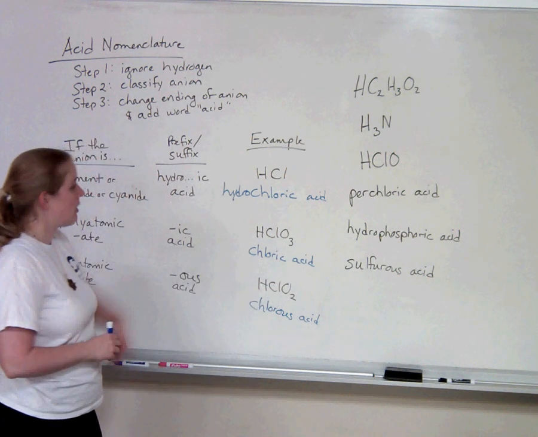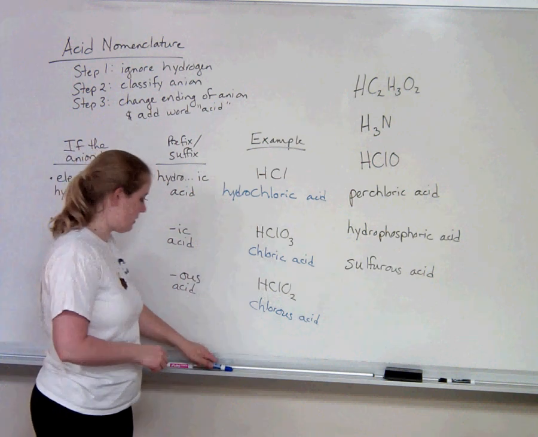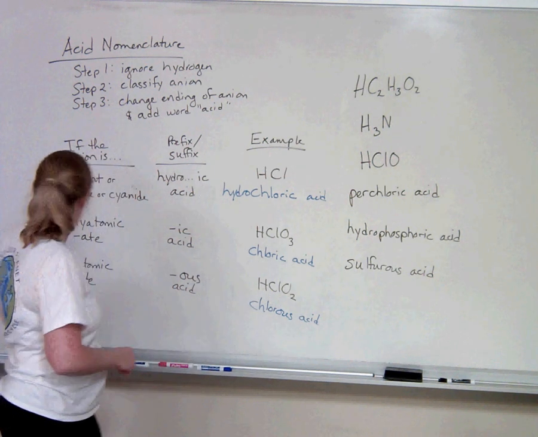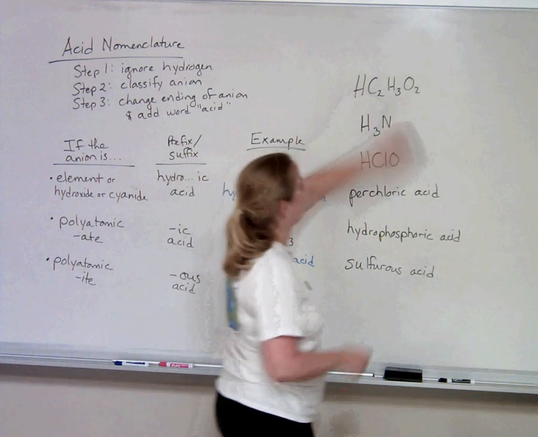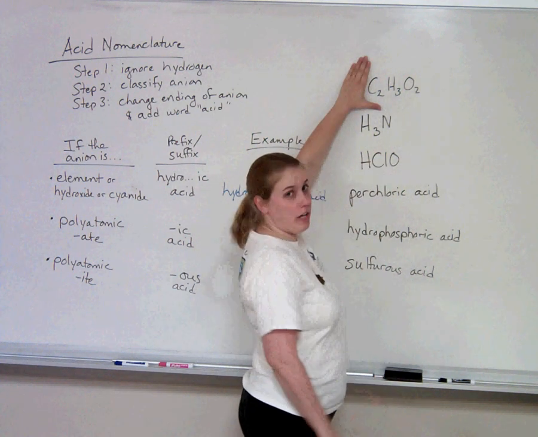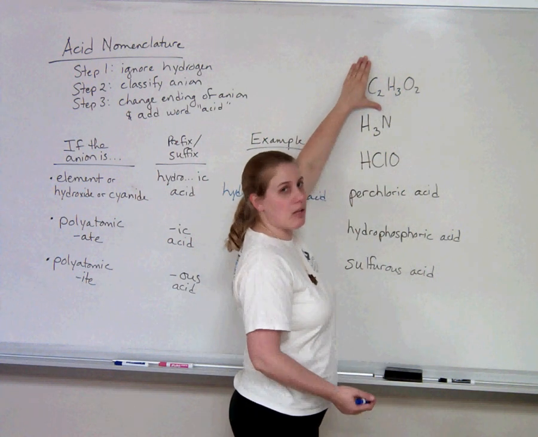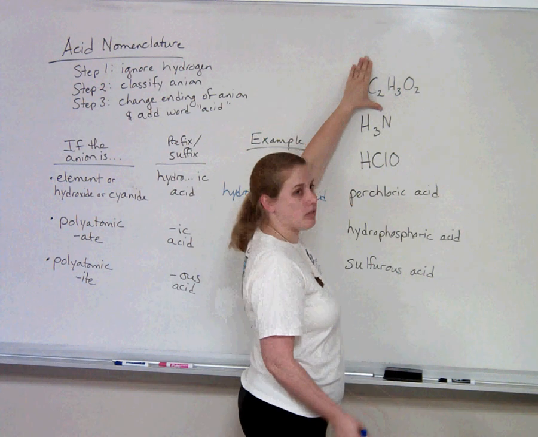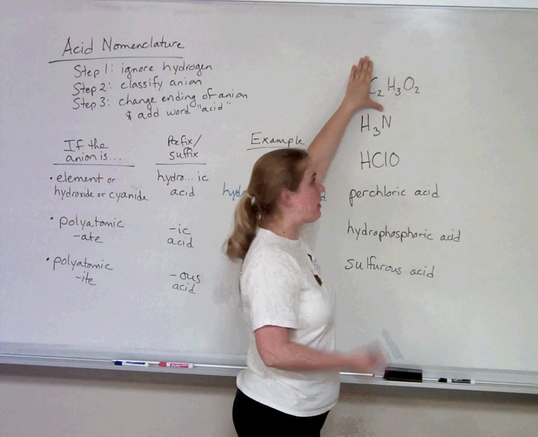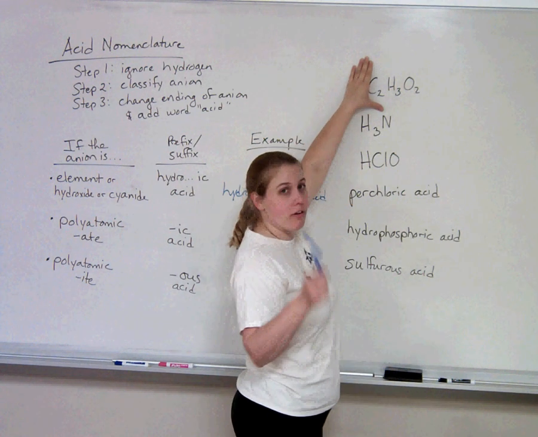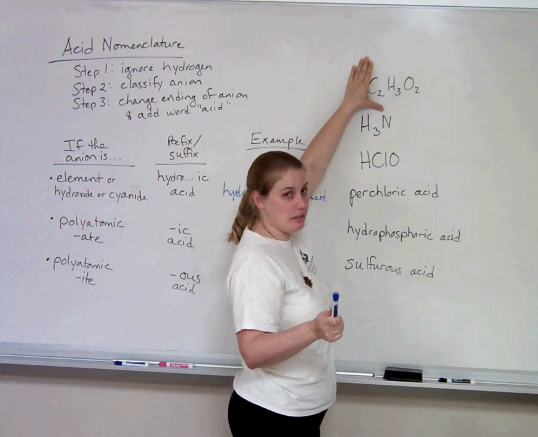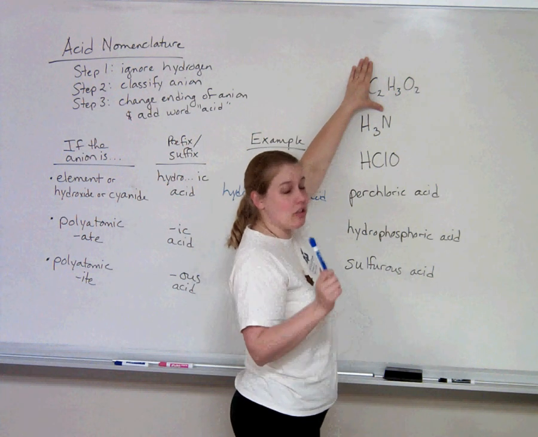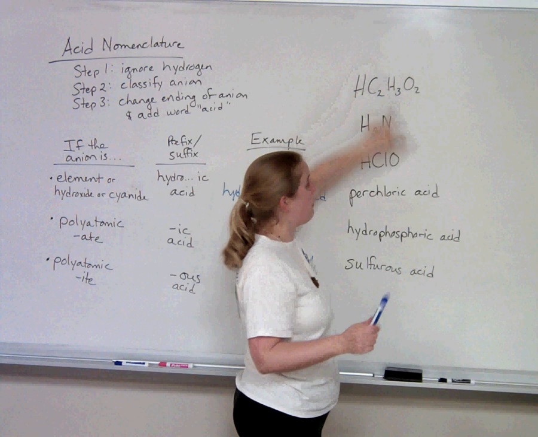All right, so let's practice a few of these names. So first we have this one. Again, ignore hydrogen. What's left? Well, that's clearly not an element. We've got 3 capital letters there, so that has to be a polyatomic. Then you're racking your brains trying to remember what that polyatomic is. Never forget your polyatomic ion list. You'll never get to use it on a test. You'll need to know it for the rest of the year. This polyatomic is called acetate.